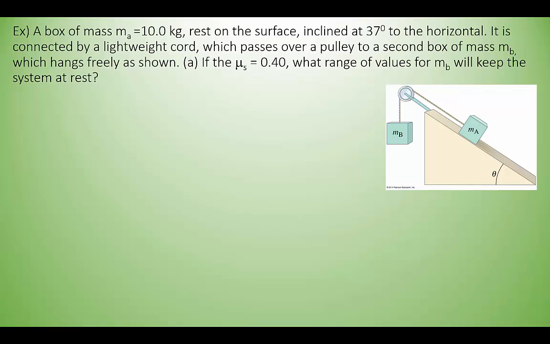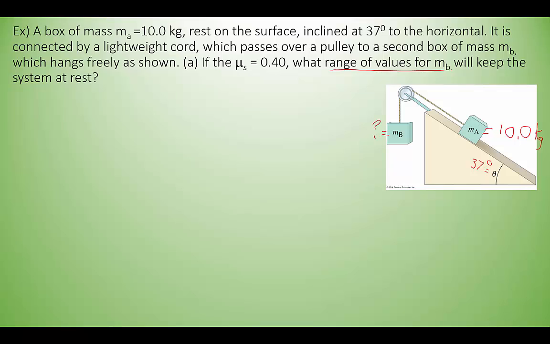Okay, so let's think about this for a second. First of all, we have theta of 37 degrees. Next, we are told MA is 10 kilograms. MB, we don't know what it is. Now notice it says we want a range of values for MB, because remember, we're talking about static friction here. So the mu being 0.4 indicates that the force could be from 0 up to a certain value.